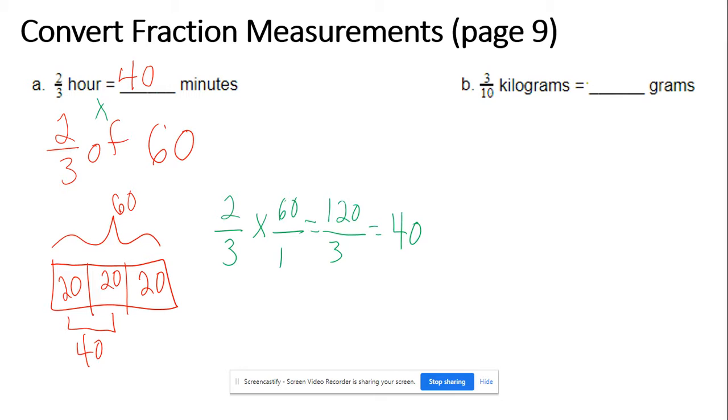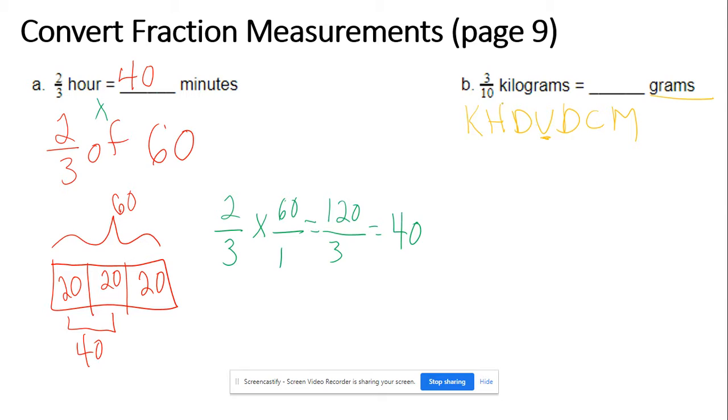3/10 kilograms equals how many grams? Well, we know that there's 1,000 grams in 1 kilogram. If you want to know how to remember how many grams are in a kilogram, just remember King Henry died unusually drinking chocolate milk. The U is for units, which is where grams can be found.